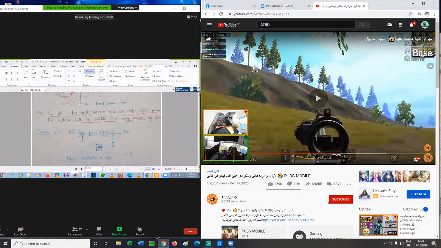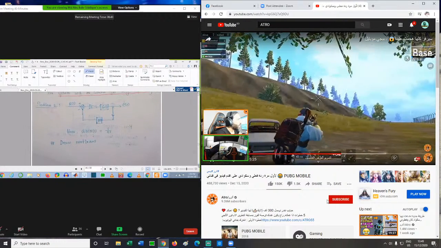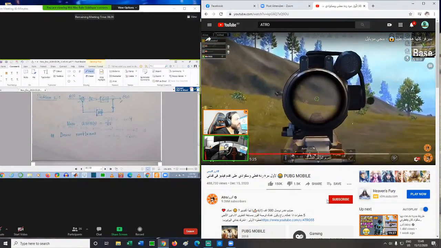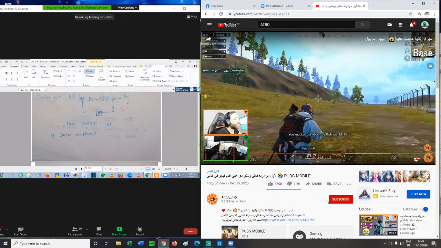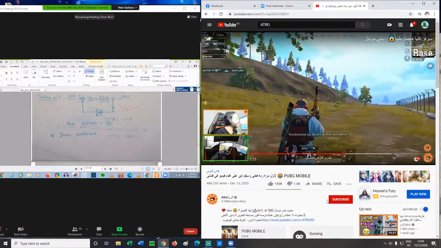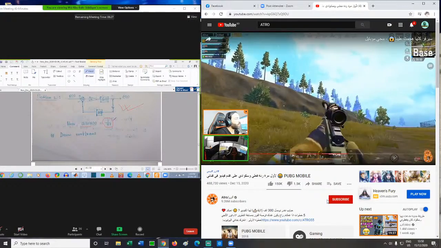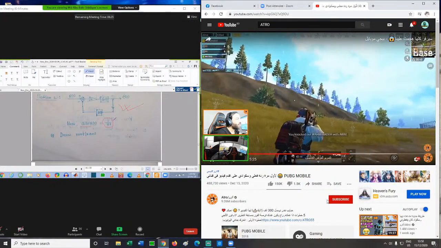Now, problem number 2. Here we have another problem. You can see we have this diagram, the same diagram. This is the closed loop diagram. The diagram is always the same. And the value of G(s)H(s) is given as 1 by s cube. That is the value of G(s)H(s), 1 by s cube.